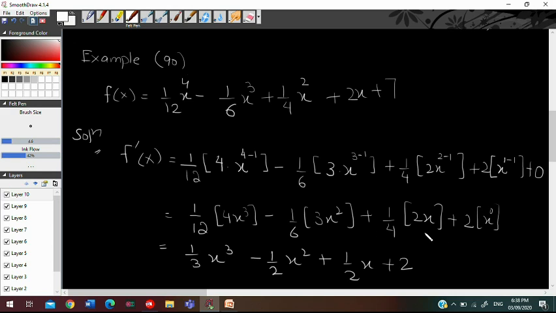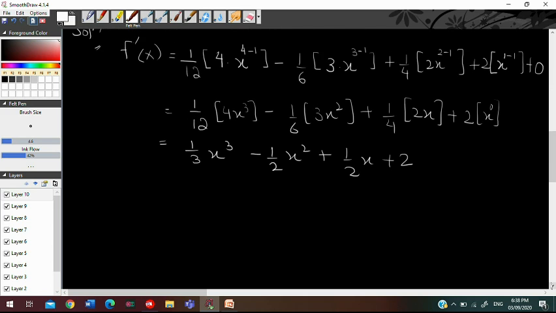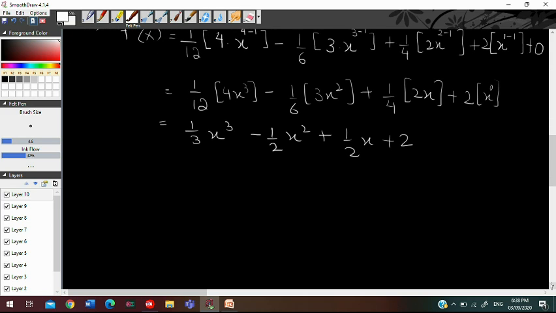This is the first derivative of this function, and there is no limit in the given question. The question is to find the higher derivatives of the polynomial, meaning as many derivatives as we can find from this equation. Now this is the first derivative. Now we are going to find the second derivative of this function.